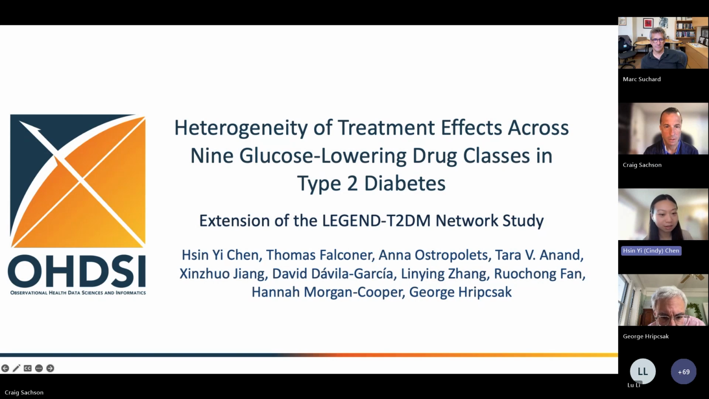My project was on looking at the heterogeneity of treatment effect across different diabetes drug classes, and it is an extension of the Legend study.